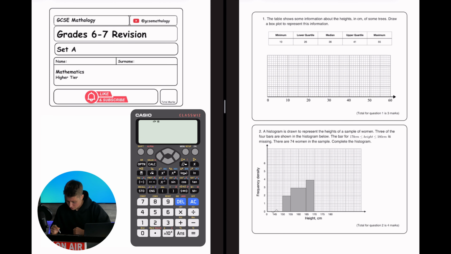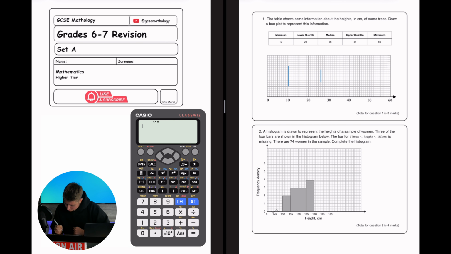So you've got the minimum, which is 10, lower quartile, which is 26, median, which is 36, upper quartile, which is 41, and maximum, which is 55. So we're going to first plot the minimum here. So the minimum is at 10. So we're going to draw a vertical line at 10. Then the lower quartile is at 26. So each square is going up in ones. So that means 26 is plotted here.